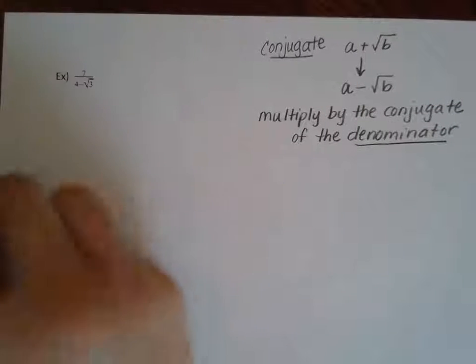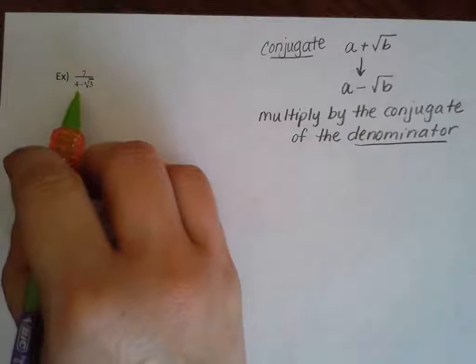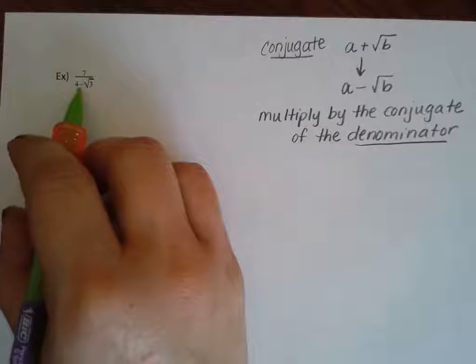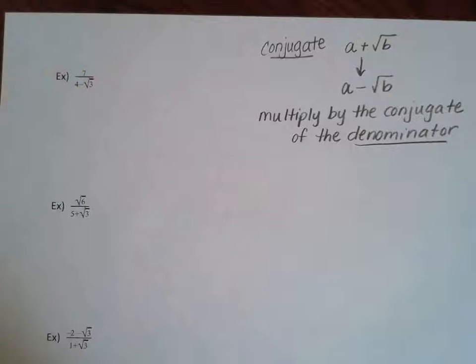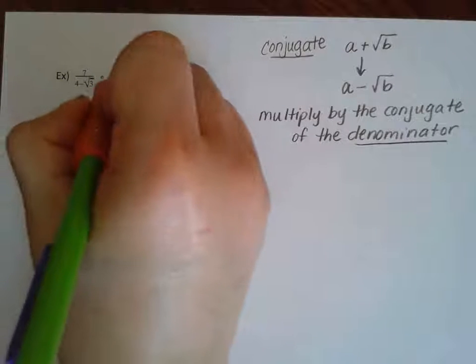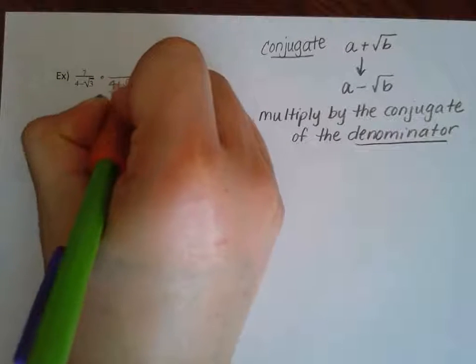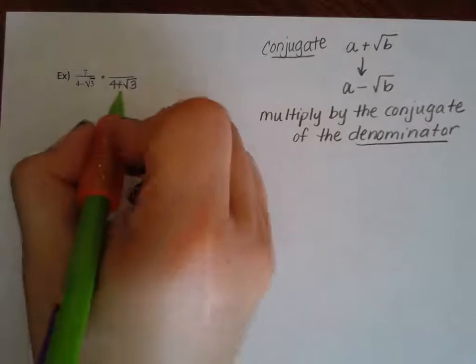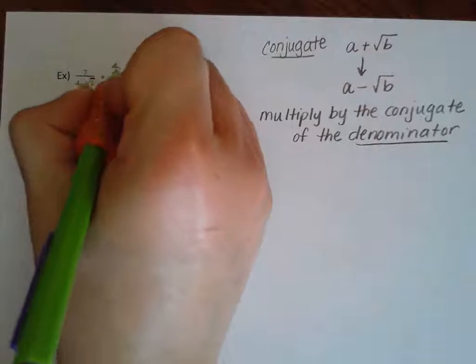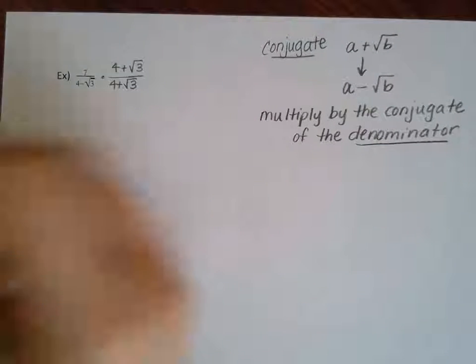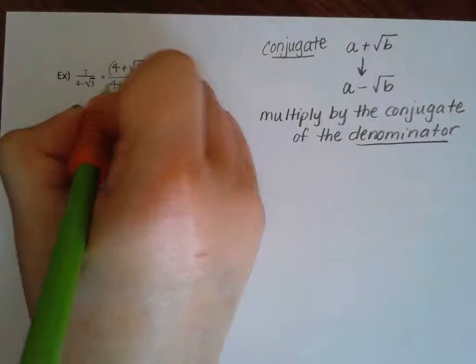To do this, we look at the denominator and we decide what the conjugate's going to be. So this has a minus sign in the middle. So since it has a minus in the middle, the conjugate of that is going to be 4 plus the square root of 3. So we're going to multiply by 4 plus the square root of 3, and whatever we do to the bottom, we're also going to do to the top. Keep it balanced.